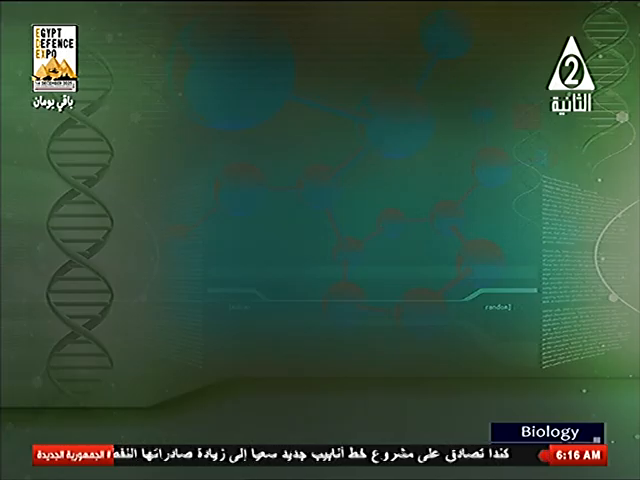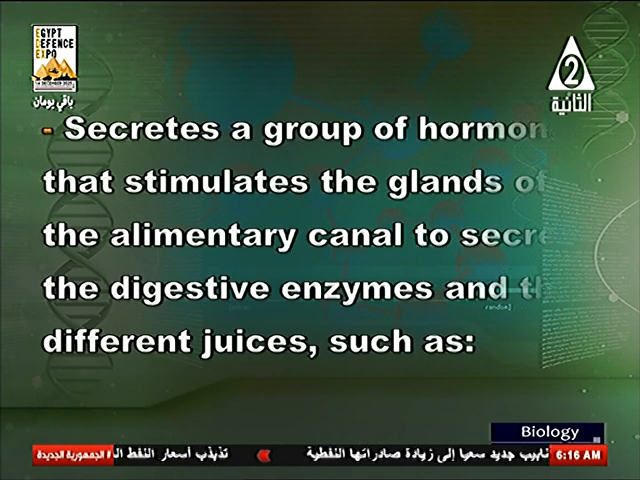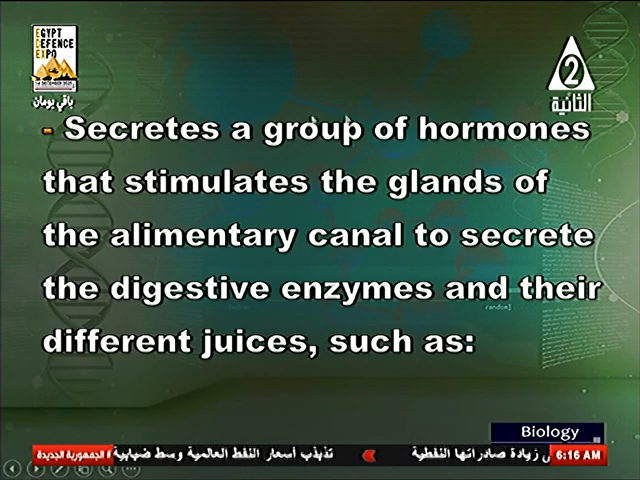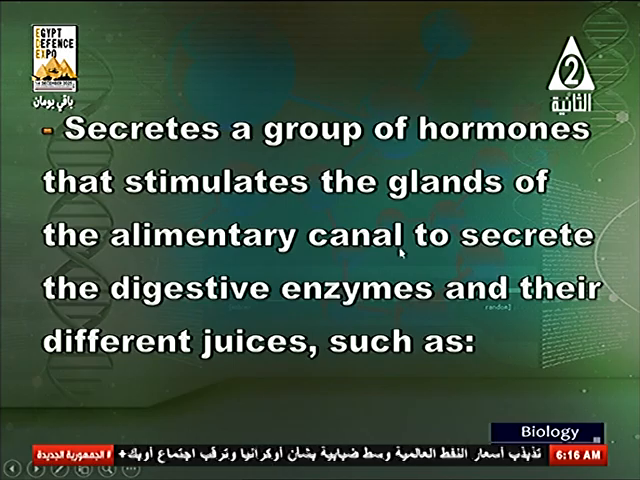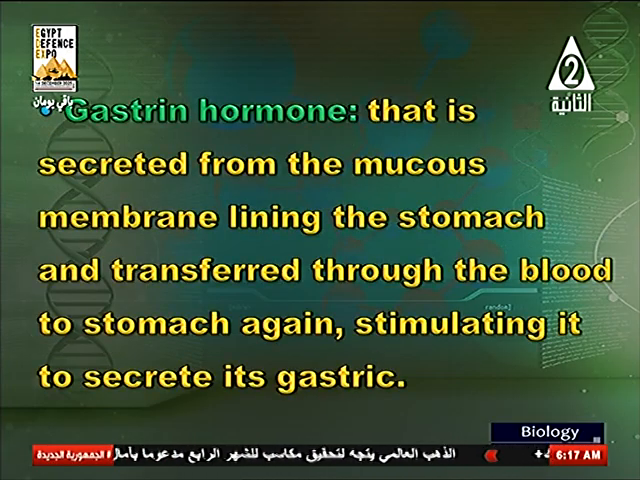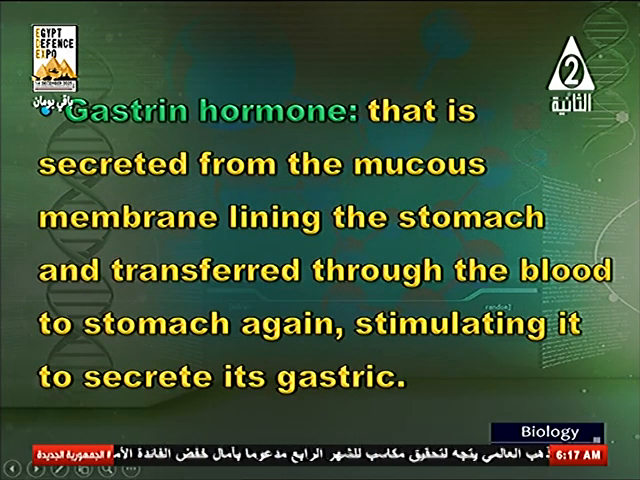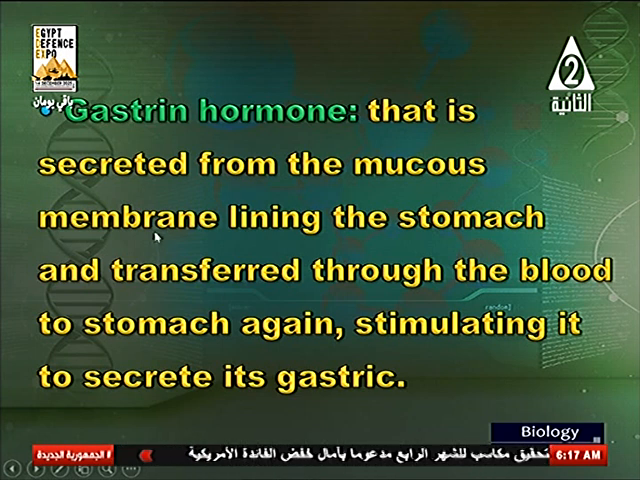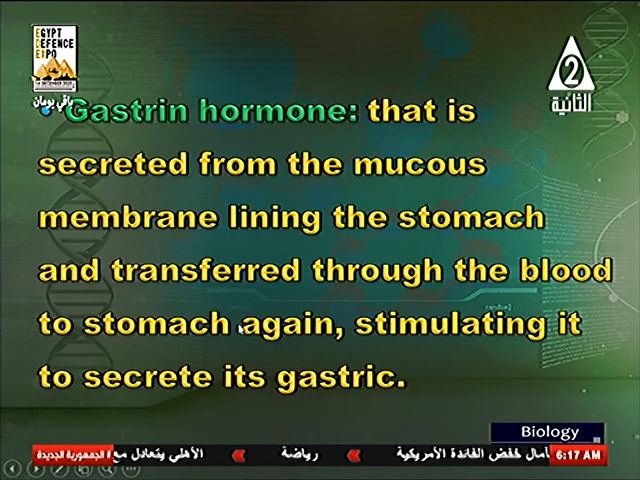of cells which secrete digestive enzymes. It also secretes a group of hormones that stimulate the glands of the alimentary canal to secrete the digestive enzymes and their different juices, such as gastrin hormone, that is secreted from the mucous membrane lining the stomach and transferred through the blood to the stomach again, stimulating it to secrete its gastric juice.